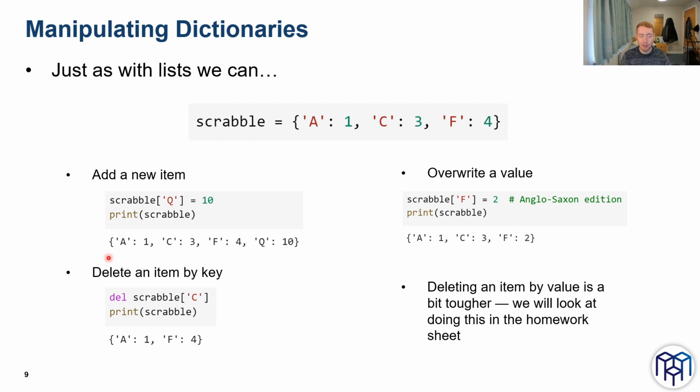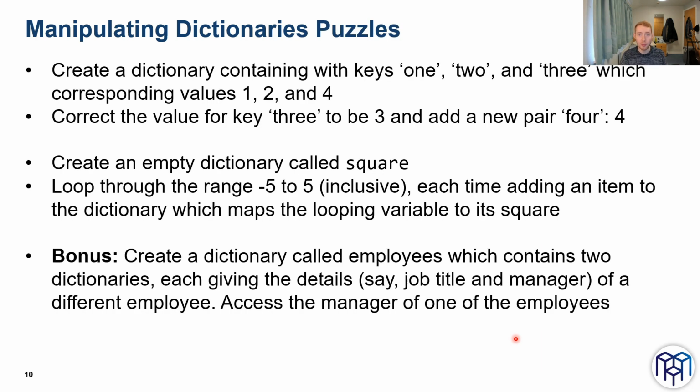We can delete an item by its key. So we know the key we want to delete. We simply access that key and prefix it by the del keyword, which means delete. Now we'll delete it, and we'll see Scrabble now has only A and F. Now we saw with lists how to delete an item by its value. With dictionaries, that's a bit tough. We'll have a look in the homework at how you can do that using a loop. But we'll need to get onto that first. So with that, let's have a go at these puzzles here. We'll join back again in a moment to look through the answers.